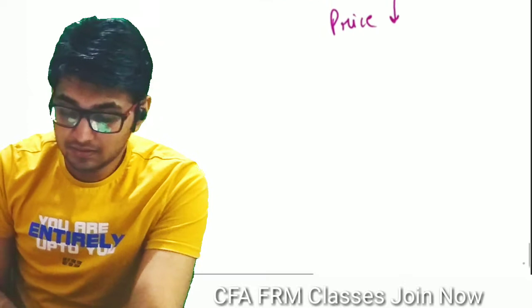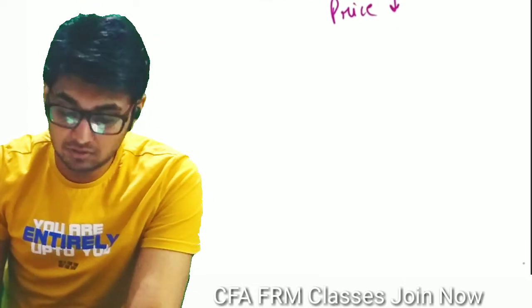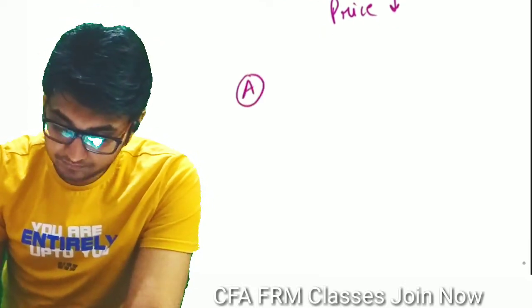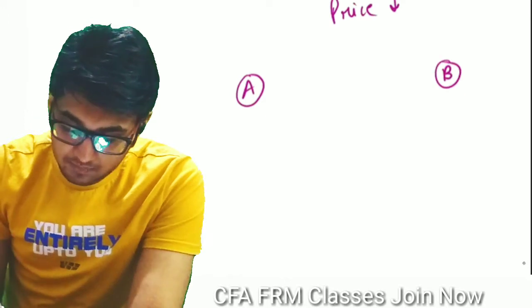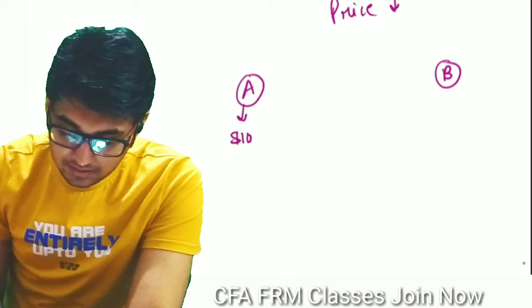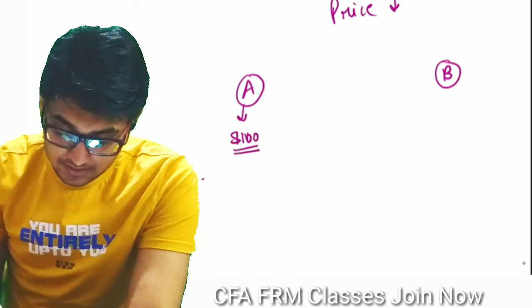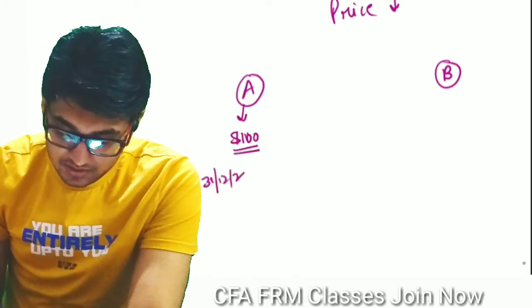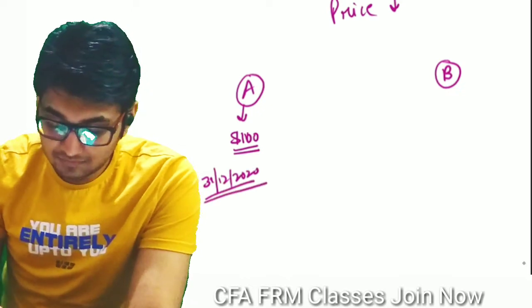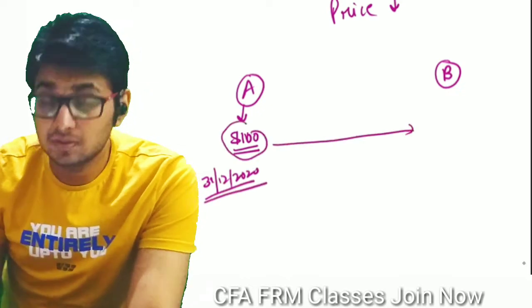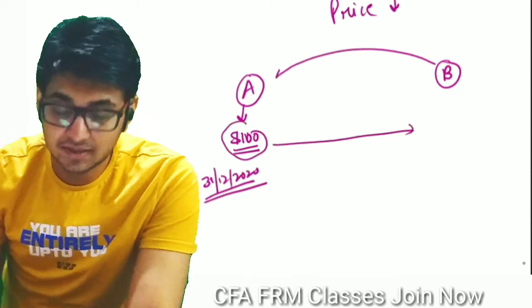Now what will happen in risk, that I am going to explain to you now. A, B. Now A promised that he is going to give $1,100, but now this is 31st 12 2020, means the end of the year, when A had to make his promised payments to B and B needs to return the pen to A.